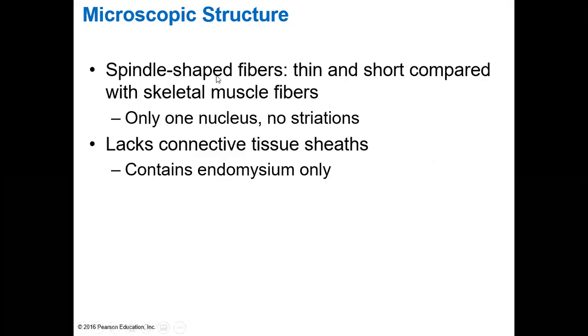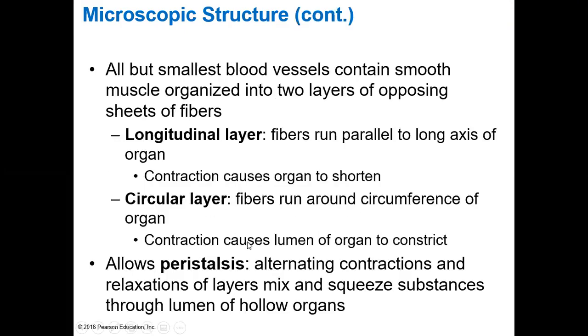So, spindle-shaped fibers. A spindle, if you don't know, is something that is kind of fat in the middle and gets really pointed at the ends. Thin and short compared to skeletal muscle fibers. You can read. It does not have striation. It lacks connective tissue, but it does contain that endomysium.